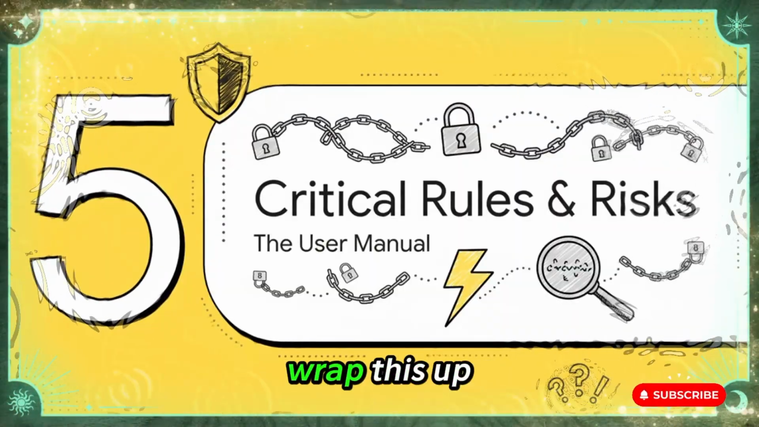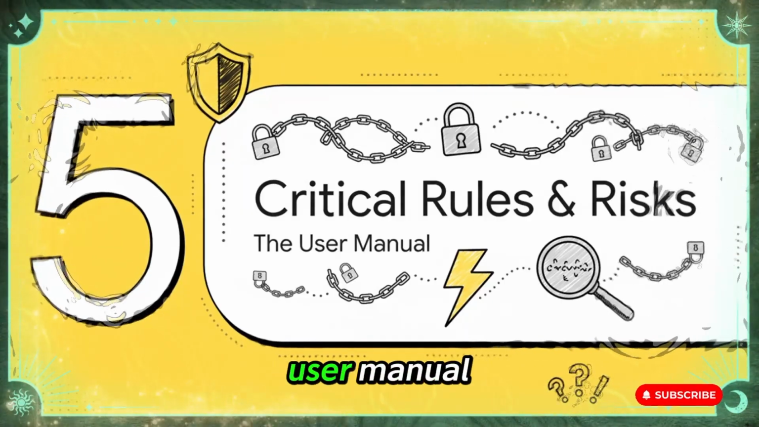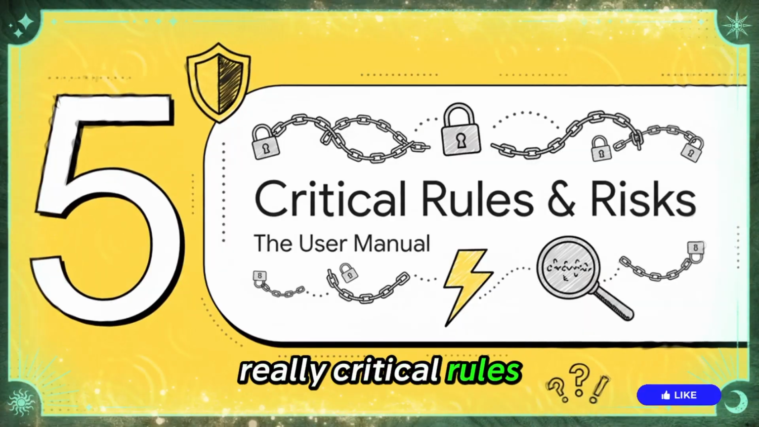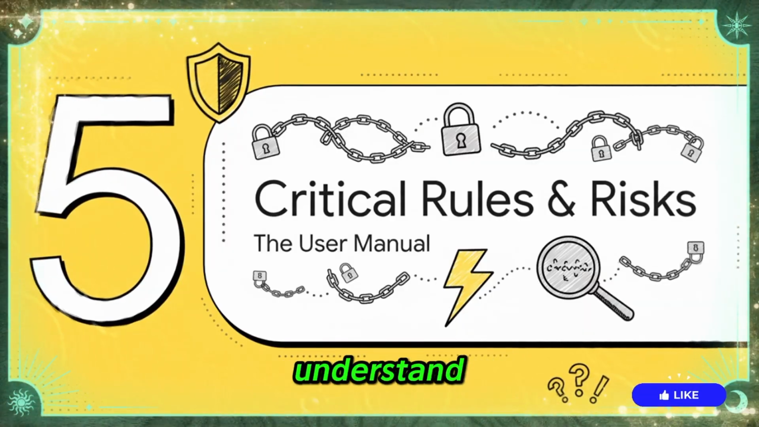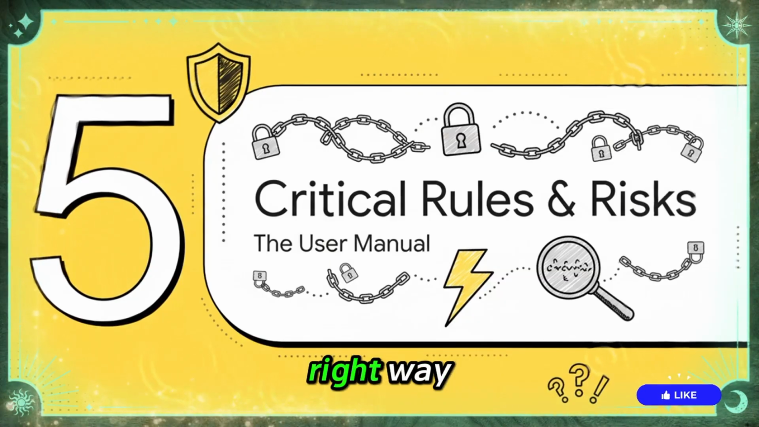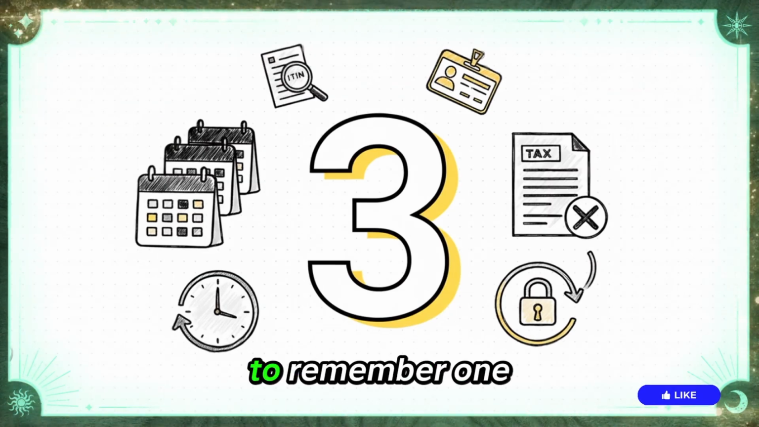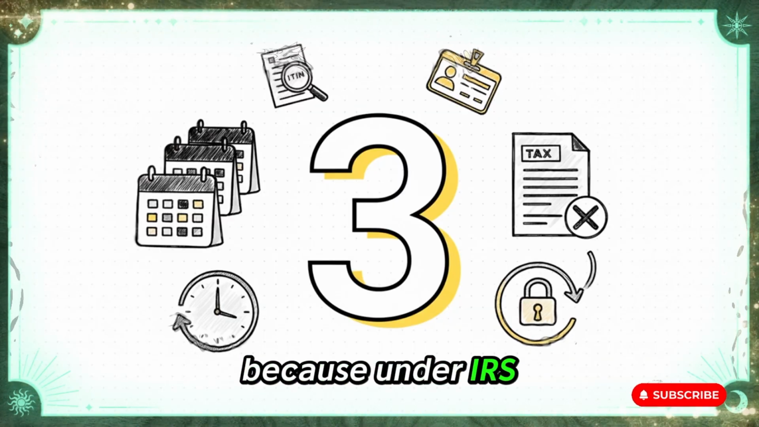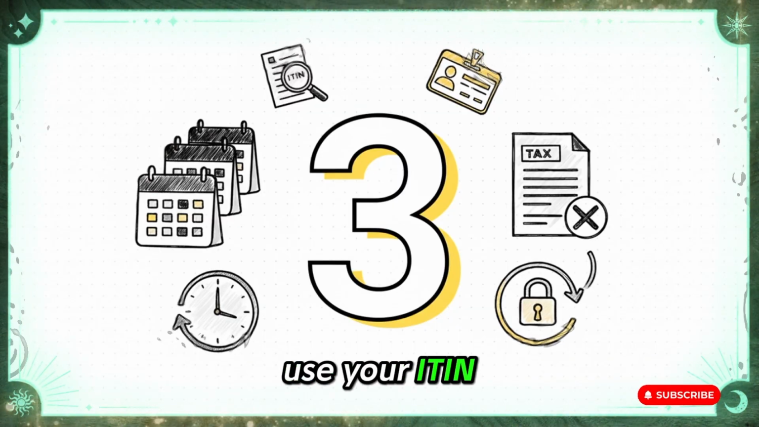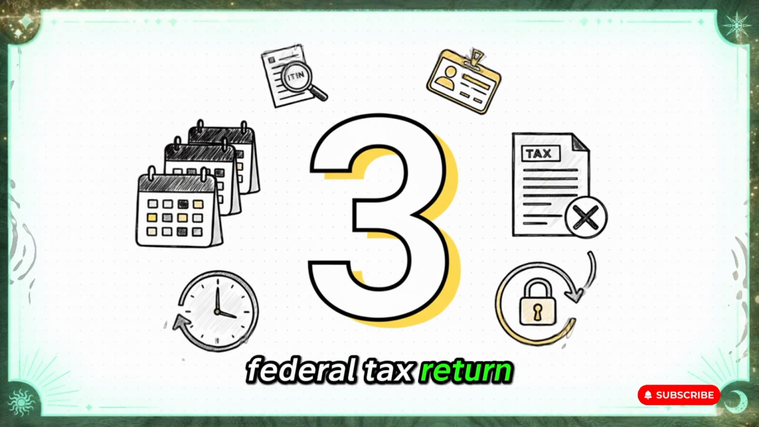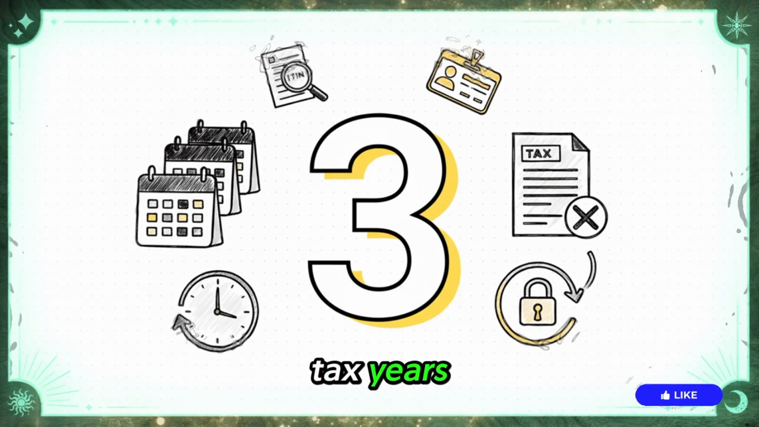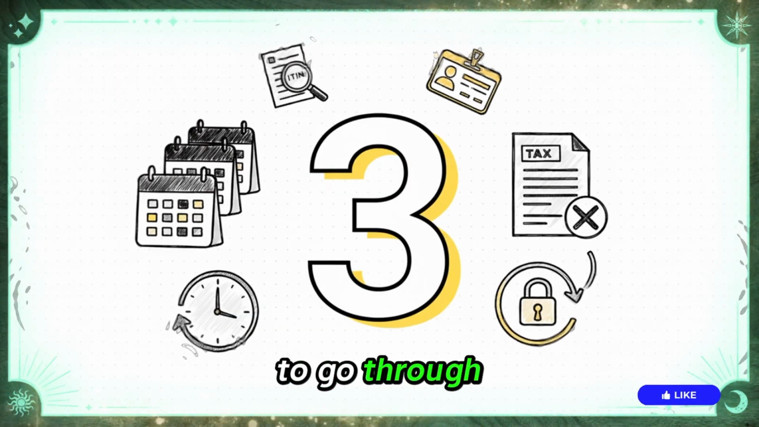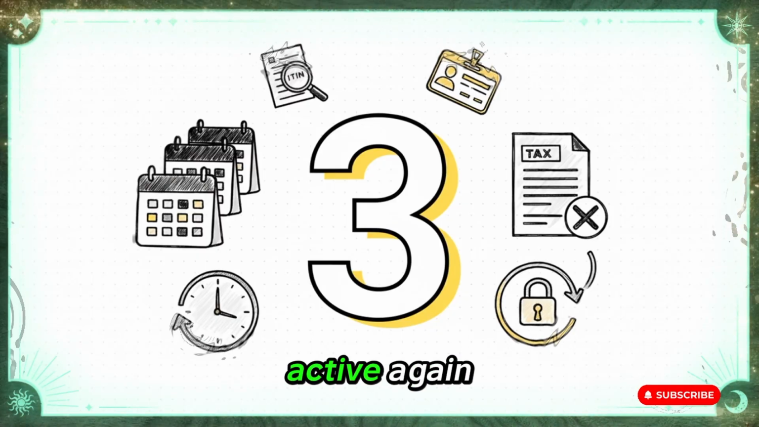Okay, before we wrap this up, we have to go through the user manual. You know, the fine print. These are the really critical rules and potential risks you have to understand to manage these tax IDs the right way. I want you to remember one number, 3. Why? Because under IRS rules, if you don't use your ITIN on a U.S. federal tax return for 3 consecutive tax years, it expires. It's a use it or lose it kind of deal, and you'd have to go through the whole renewal process to get it active again.